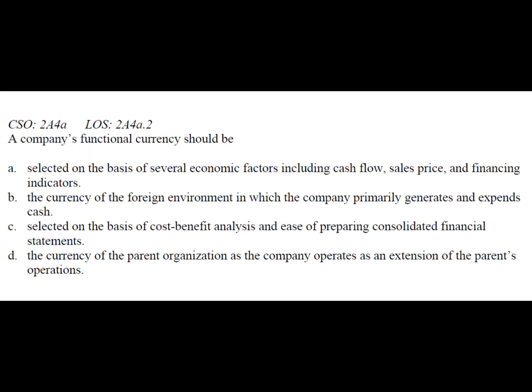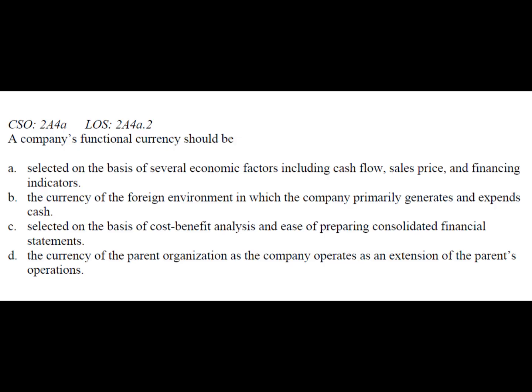This question examines the concept of functional currency, an important topic in foreign currency accounting under IAS 21, IFRS, and ASC 830, US GAAP. The functional currency is the currency of the primary economic environment in which an entity operates. It is the currency that mainly influences the entity's cash inflows and outflows and best reflects the economic substance of its operations.